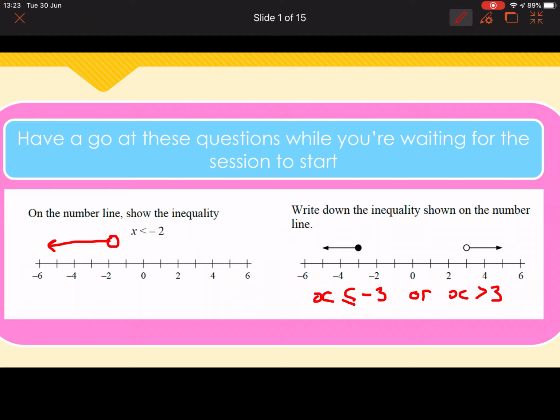Okay, so that would be our final answer. X is less than or equal to minus 3, or x is greater than 3. You can't write and, because it is impossible for x to be less than or equal to minus 3 and greater than 3. Okay, it's not possible for it to be both of those, so we write it as or, this one or that one.